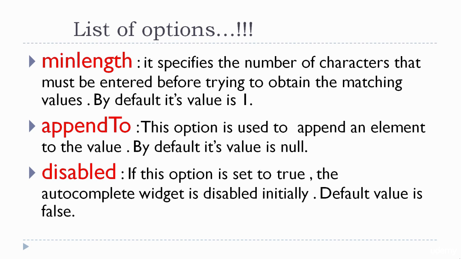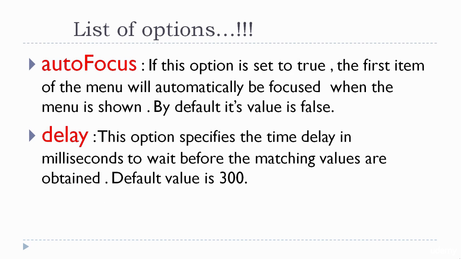Disabled. If this option is set to true, the autocomplete widget is disabled initially. Default value is false. Autofocus. If this option is set to true, the first item of the menu will automatically be focused when the menu is shown. By default its value is false. So many times you have observed that when we enter li in the list, anything which filters the search for li will directly be the first option which is focused, and when we press enter on it, it will go directly into the text box.